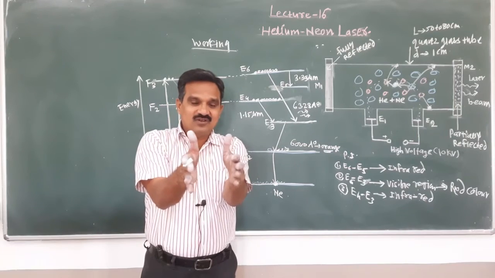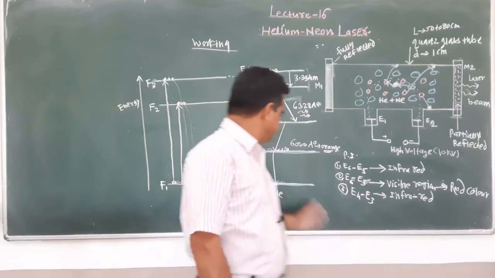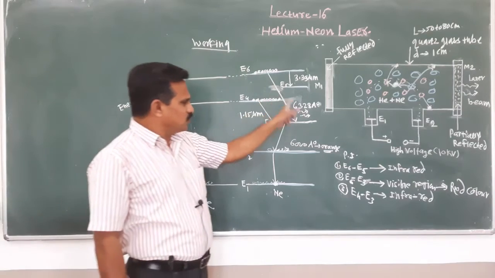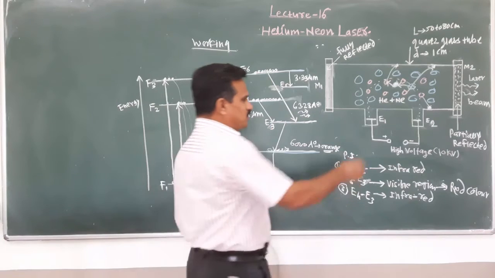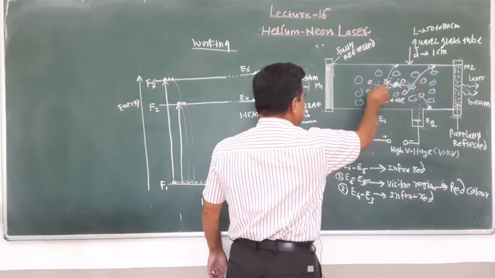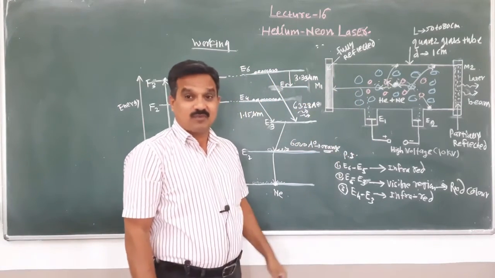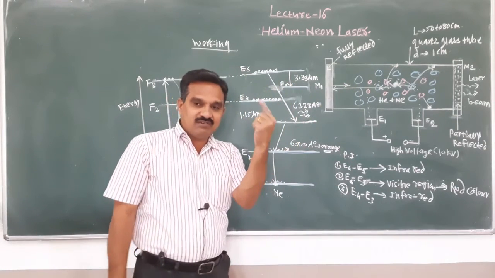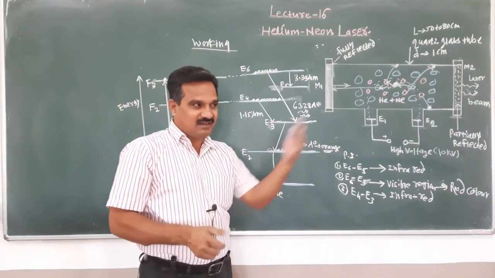If the tube is narrow, the possibility of collision with the wall increases, and atoms come back to the ground state. This is actually the process. Now when a photon is emitted and travels in this direction and is incident on the fully reflecting mirror, what will happen? It is bounced back.